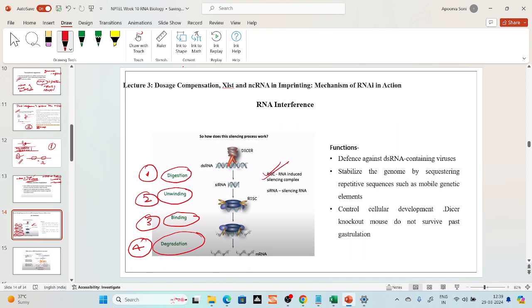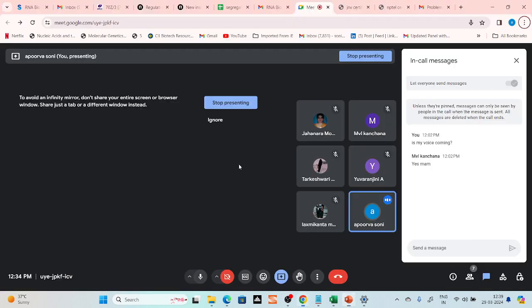Then binding with the mRNA, and then there is degradation of the mRNA. So is this clear? This RNA interference process? Is it clear to everybody?